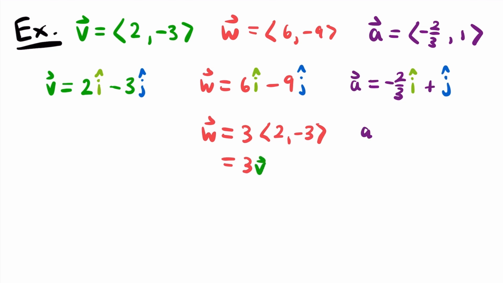And then for vector a, we can pull out a factor of negative 1/3, right? If we pull out negative 1/3, we'll be left with 2 comma negative 3. All right, negative 1/3 times 2 is negative 2/3, and negative 1/3 times negative 3, the negatives cancel out, and 3 divided by 3 is just 1. So a is negative 1/3 times the vector, which is vector v. So we could say that vector a is also equal to negative 1/3 times vector v.